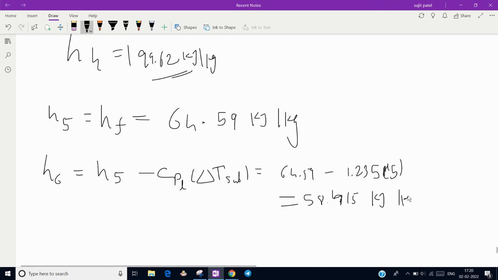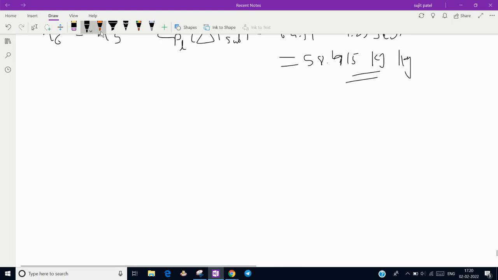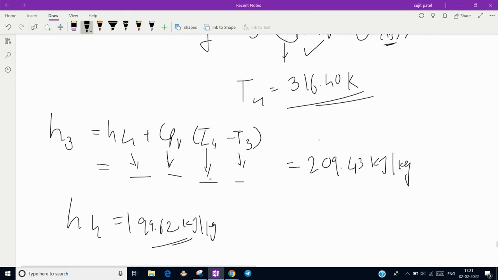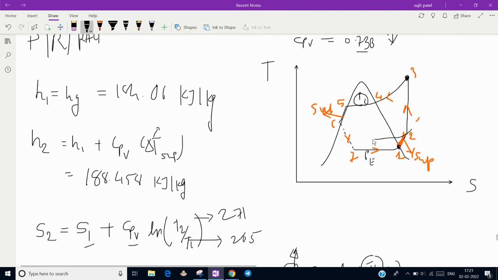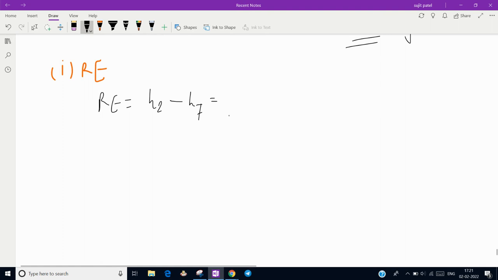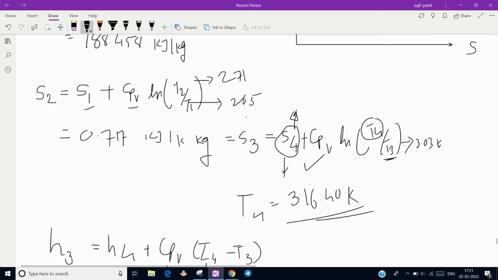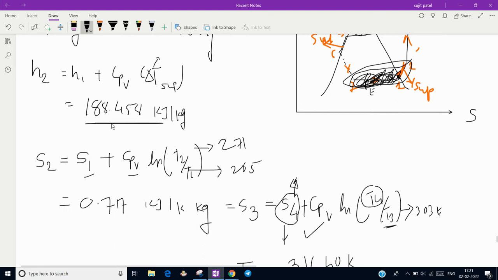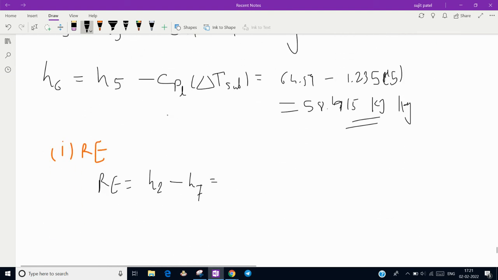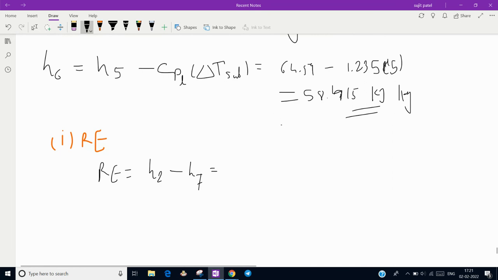Now we have to find three things. First one is the refrigeration effect. The refrigeration effect is given by H2 minus H7. You can see from the graph. Let me show you. Here this is point 2 to point 7. This is the region that is the refrigeration effect in the evaporator. So the H2 value we have is 188.458, and H7 is 58.415.